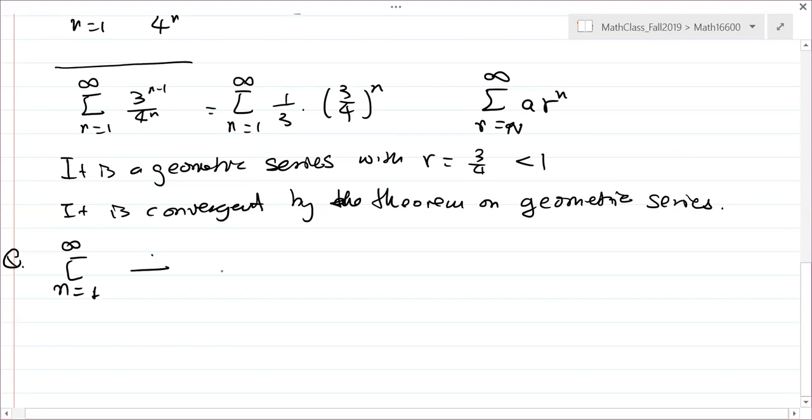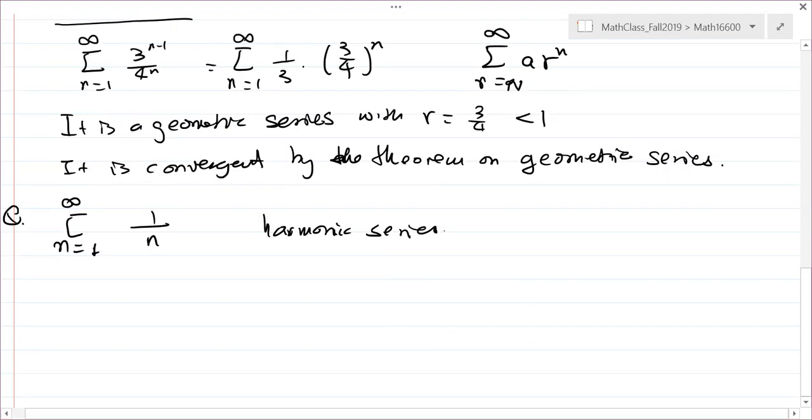this, 1/n. This is called the harmonic series. Okay? Harmonic series, we know it's divergent. But its proof is very technical. It's given in the book. I did not mention that. But is there any other way to show this is divergent?